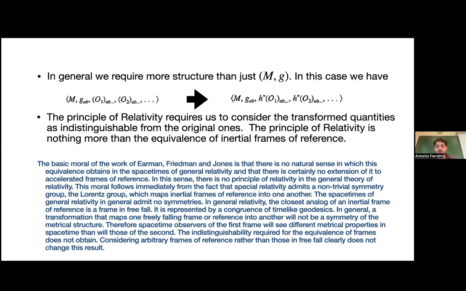Therefore, spacetime observers of the first frame will see different metrical properties in spacetime than will those of the second. This indistinguishability required for the equivalence of frames does not obtain. Considering arbitrary frames of reference rather than those in free fall clearly does not change this result. So here is really the key failure of that idea in general relativity.